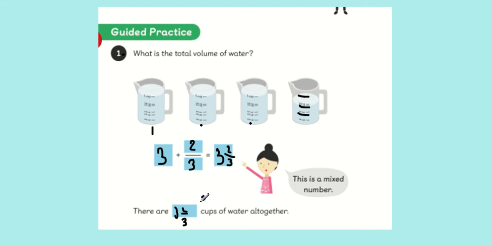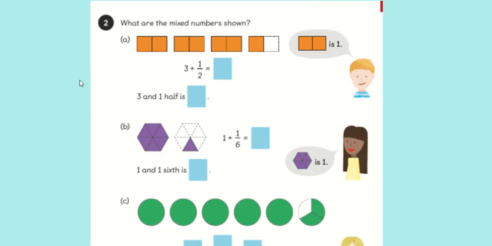Okay, and there are 4 cups of water. You can see that. So there's 1, 2, 3, 4 cups, but only 3 and 2/3 of them are full. Okay, next page of guided practice. So, what are the mixed numbers shown is question 2.